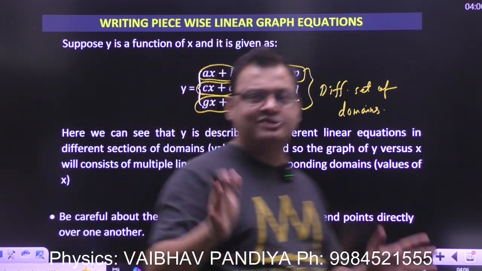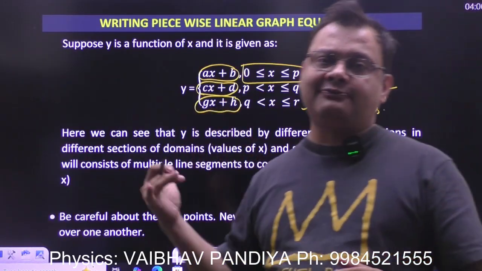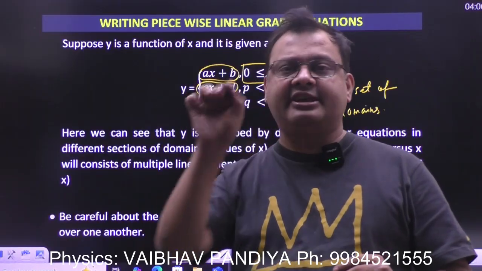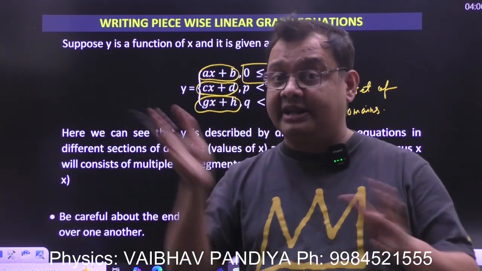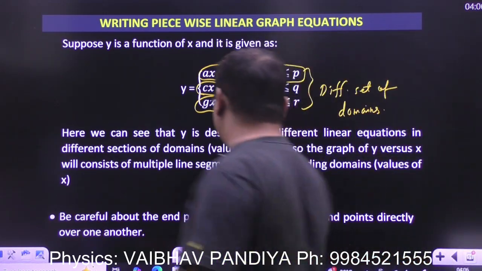So just by the sight of the three piecewise linear equations, you can visualize the graph of y. When you are plotting the graph of y with x, you will get different line segments. You will get three different line segments, and all three will be line segments, straight lines, because all three are linear functions.